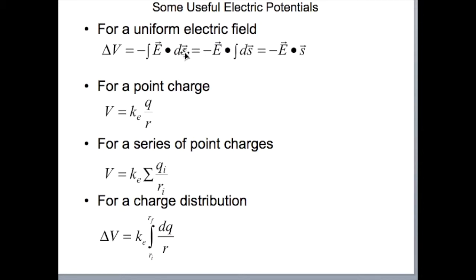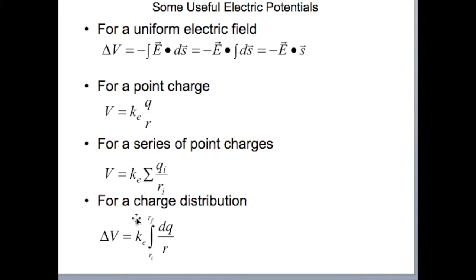In a uniform electric field, the potential difference, right? That's what we're talking about. The difference here, delta V, is given by negative E dot ds, because it's uniform, so it's the same everywhere here. For a point charge, V, this is not potential difference now, this is the electric potential, is kq over r. For a series of point charges, you're just adding up all the q over r's, right, multiplying by k.